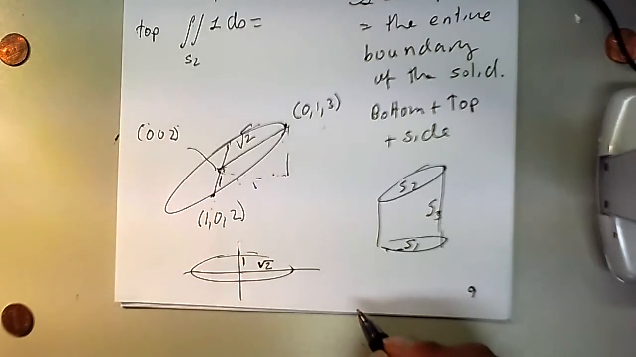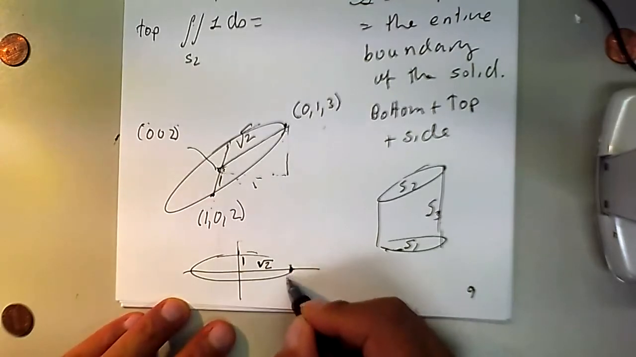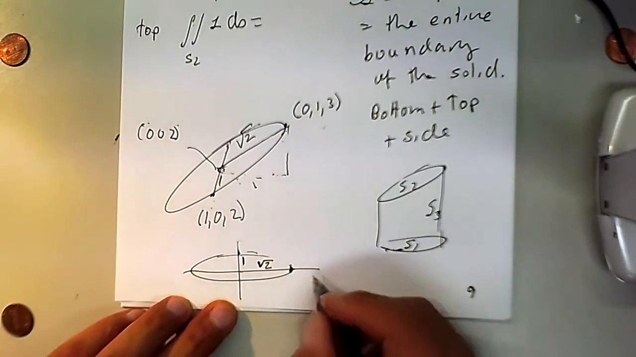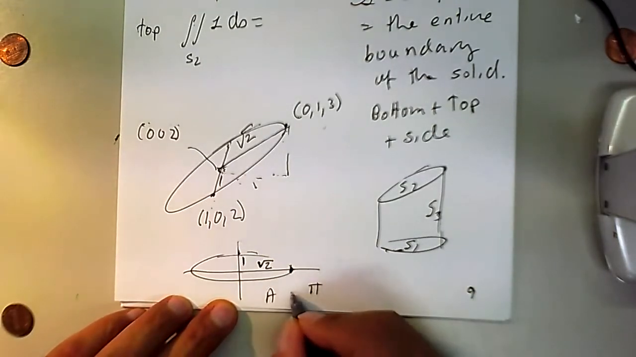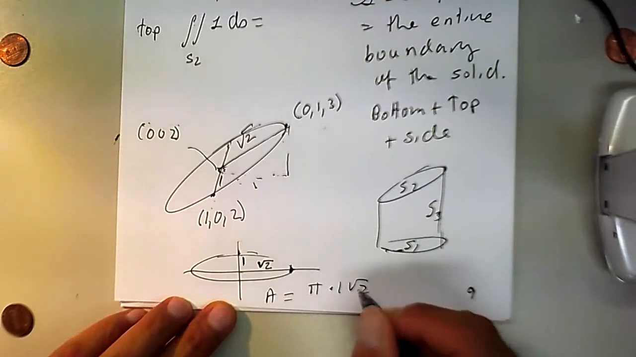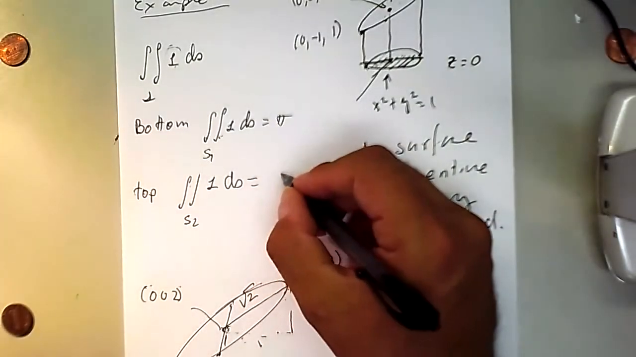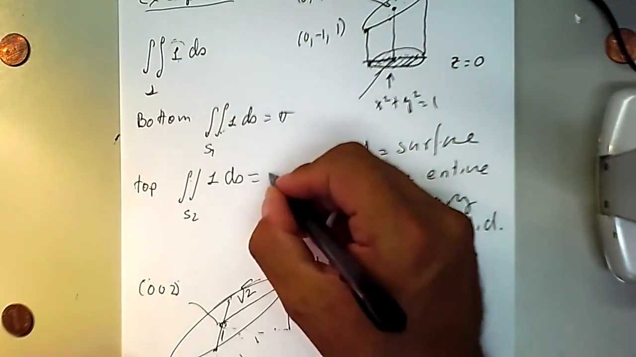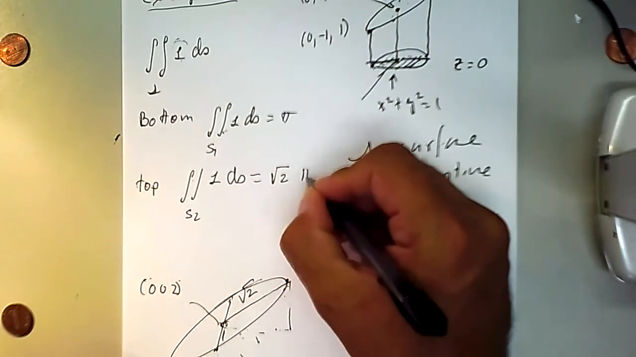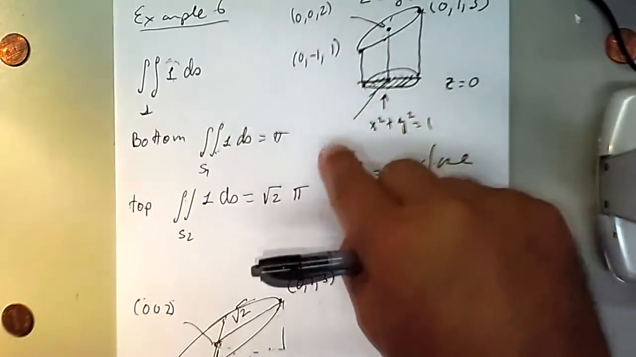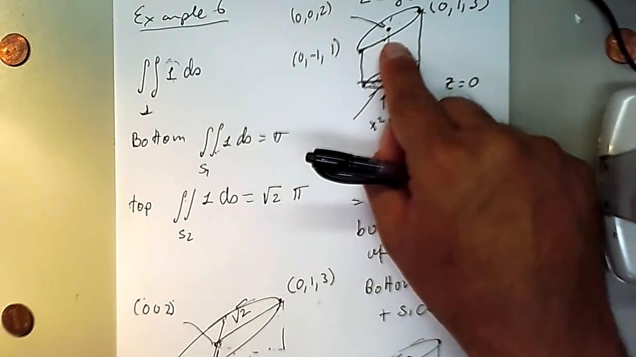I just want to know what the area is, and we have seen in a previous video what the area of a generic ellipse is. If this is A and this is B, the area would be pi AB. So in this case, the area of this ellipse is pi times 1 times the square root of 2. So pi square root of 2. So we could do the whole integral, and you're welcome to do it. So the bottom is pi, the top is pi times square root of 2.